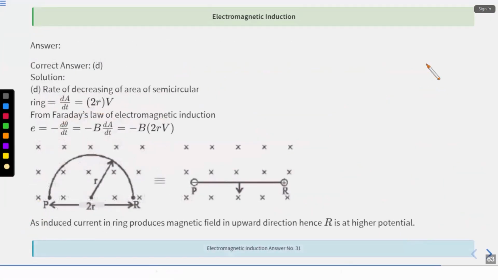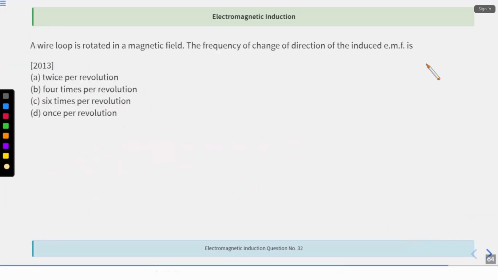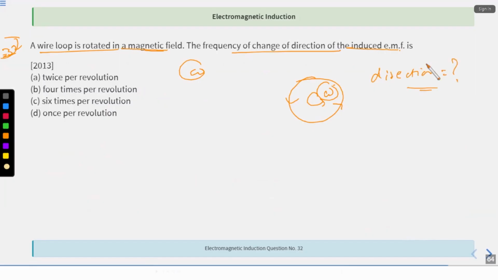So moving on to question number 32 now. A wire loop is rotated in a magnetic field. Here omega will come into the picture. A wire loop like this is rotated with a speed omega. The frequency of change of direction of induced EMF is basically how the direction will change. I have to see that.